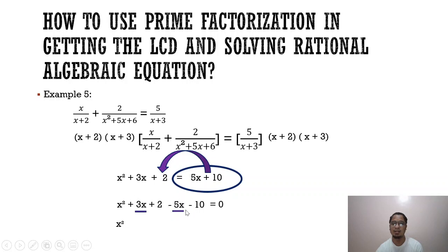Positive at negative. We will combine two terms with different signs. We subtract their absolute values, take the sign of the larger number. In this case, 5 is larger. 5 minus 3 is 2, and the larger one is negative, so our answer is negative 2x.